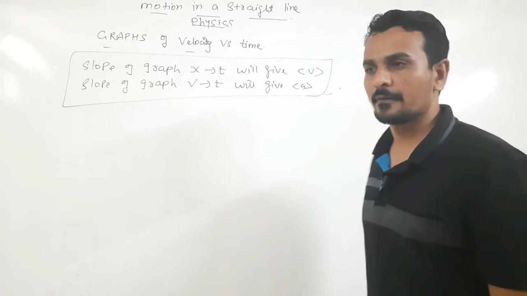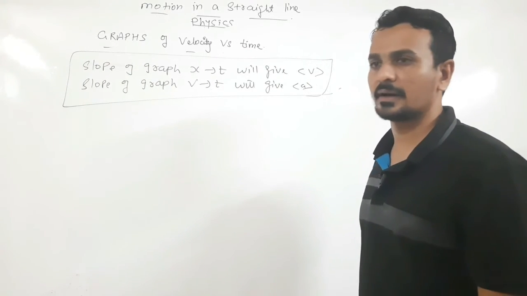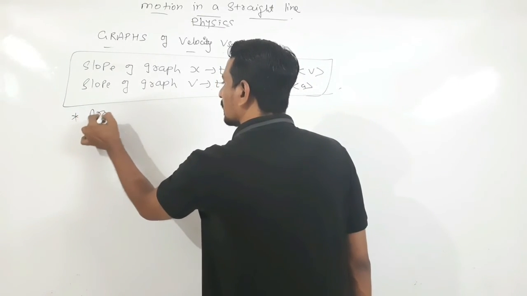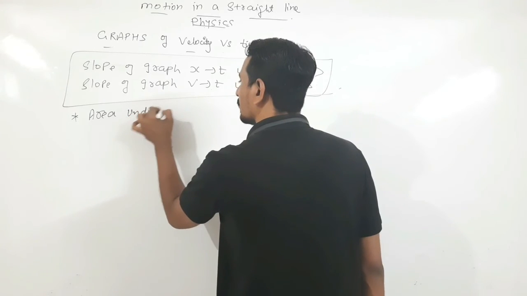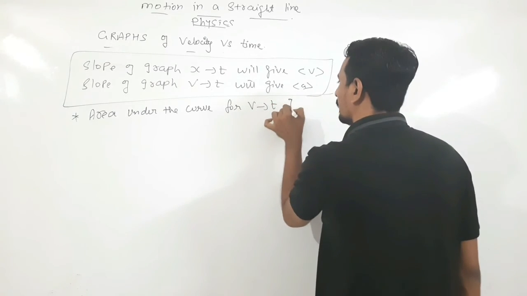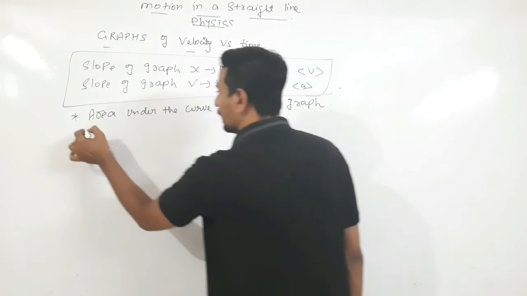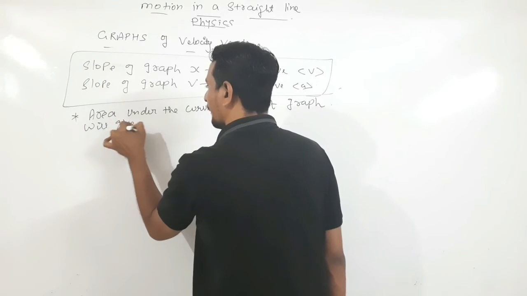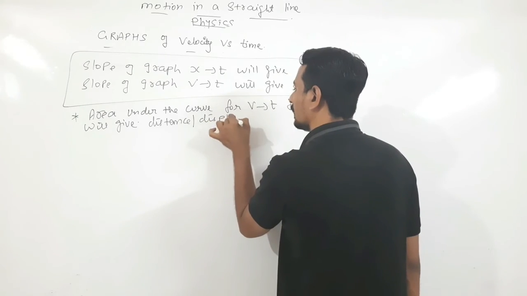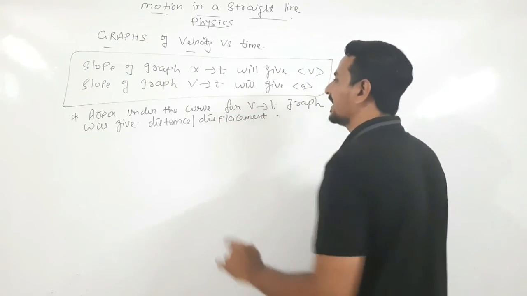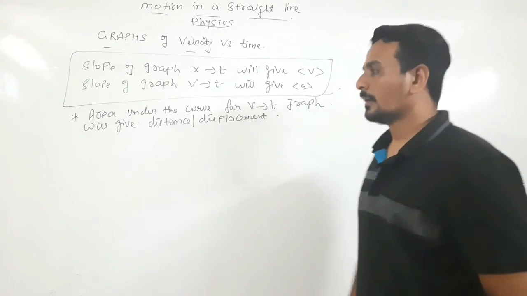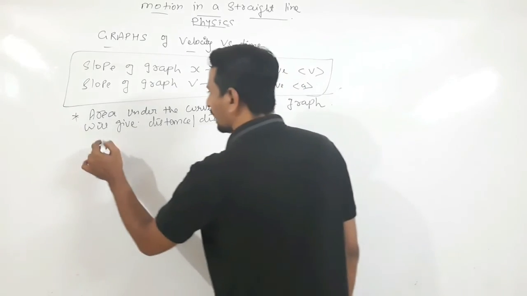Now, we'll discuss the graph of velocity time and we'll calculate the distance and displacement, right? See, the area under the curve for the velocity time graph will give distance or displacement. The area of the graph v by t will give the value of distance or displacement. We'll see by taking an example, right?